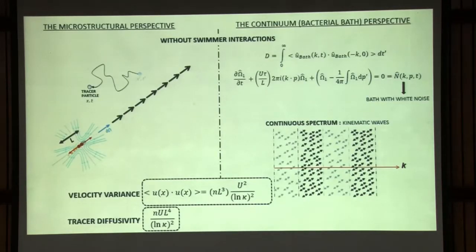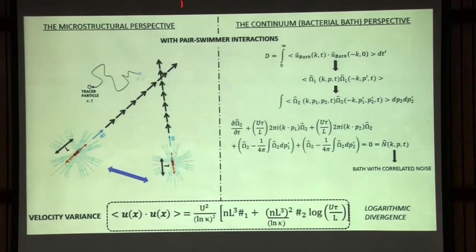So this is just summarizing it. This was our microscopic approach, the tracer particle with the swimmer. And this is the field approach, with the swimmer replaced by a fluctuating bacterial bath with a noise source. That fluctuation goes into the velocity covariance, which gives us the tracer diffusivity, and they give us the same answer. Now you can in principle do it with pair interactions.